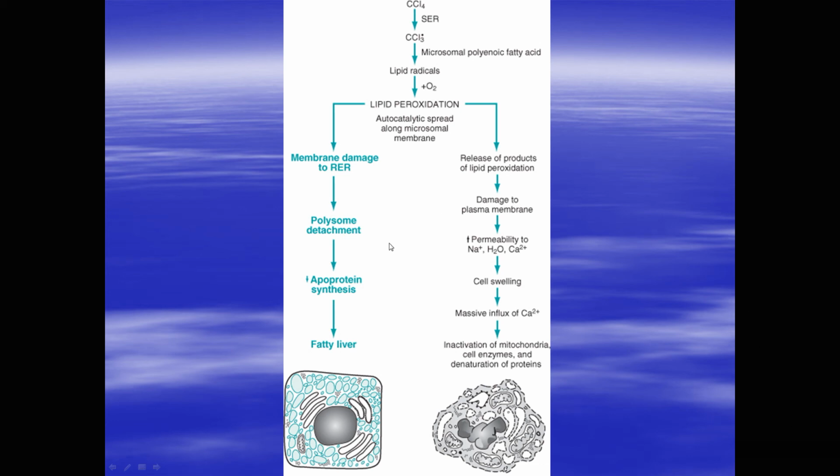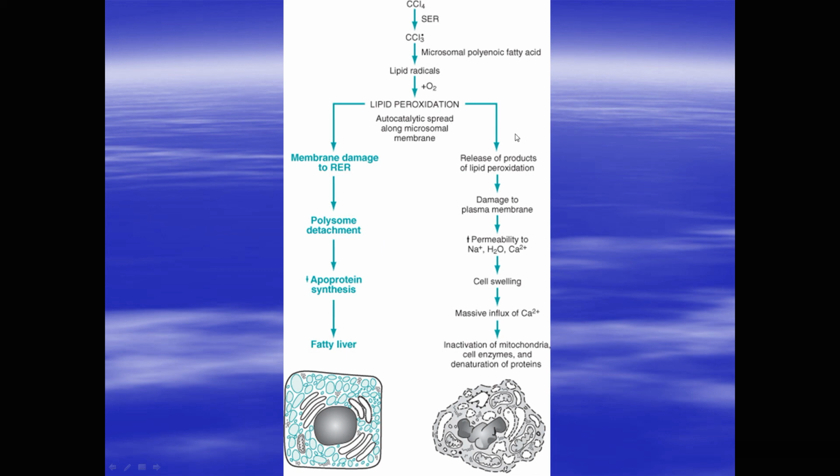The trichloromethyl radical is highly active. As already known, it will damage the membranes and, as a consequence, also cause polysome detachment and decrease protein synthesis. Thus, the synthesis of lipoproteins will be affected. The fats cannot be exported from the liver, they will accumulate in the liver, thus fatty liver will be produced.